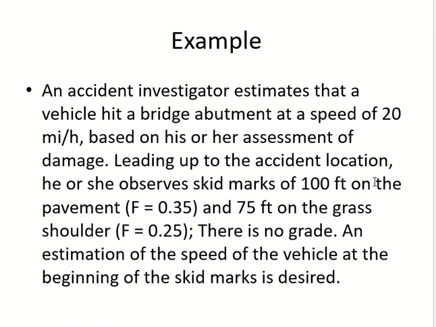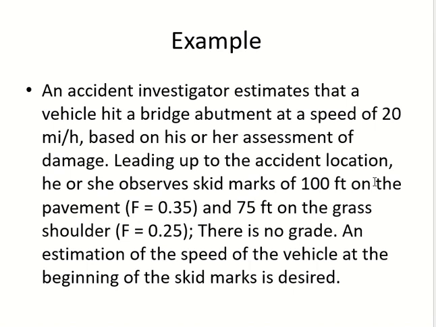Okay, so we have an accident investigator that has estimated the speed of a vehicle which has hit the abutment of the bridge, the side wall of the bridge. He or she estimated the speed to be 20 miles per hour based upon the damage of the car. The automotive engineers in the automotive industry have this relationship. They can look at the damage to the car and estimate the speed.